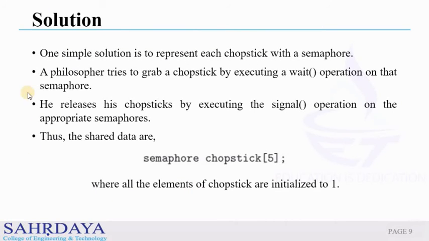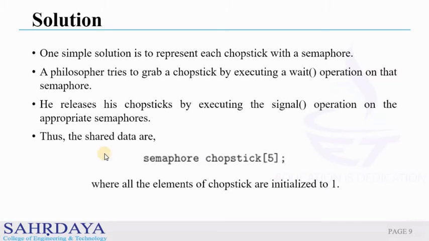One simple solution is to represent each chopstick with a semaphore. A philosopher tries to grab a chopstick by executing a wait operation on that semaphore. He releases his chopstick by executing the signal operation on the appropriate semaphore. So from the above problem statement, it is clear that the philosopher can think for an indefinite amount of time. But when a philosopher starts eating, he has to stop at some point of time. The philosopher is in an endless cycle of thinking and eating.